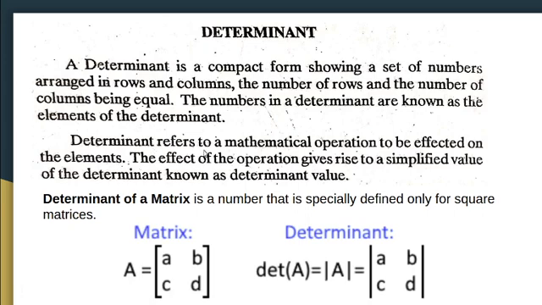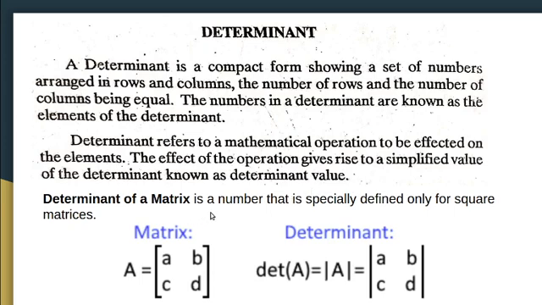So determinant refers to a mathematical operation to be effected on the elements. The effect of the operation gives rise to a simplified value of the determinant, known as the determinant value. So here we have a matrix A. The determinant of this matrix is represented in this way. It is a mathematical operation that has to be done on the elements of the matrix. Finally, we will get a simplified value after the operation, which is known as the determinant value.